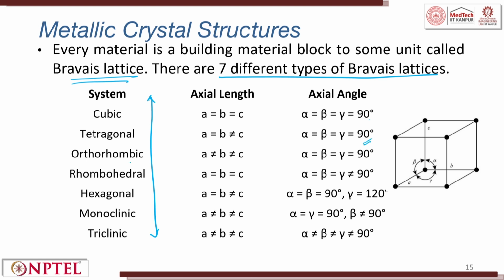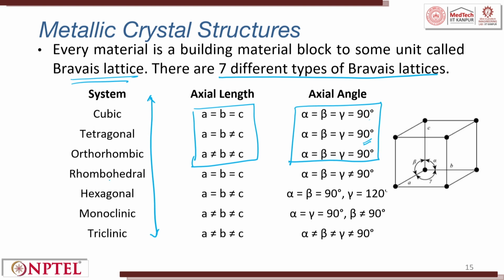Orthorhombic system, where A not equal to B not equal to C, and alpha, beta, gamma are all 90 degrees. If you see here, they all have an angle of 90 degrees. And interestingly, we are trying to say length A equal to B equal to C, A equal to B which is not equal to C, A not equal to B not equal to C. And now what are the other variations? I will now change the angle.